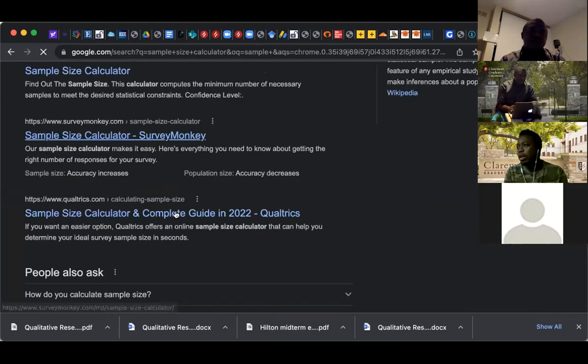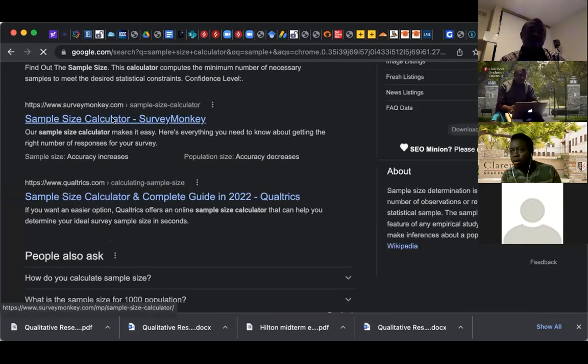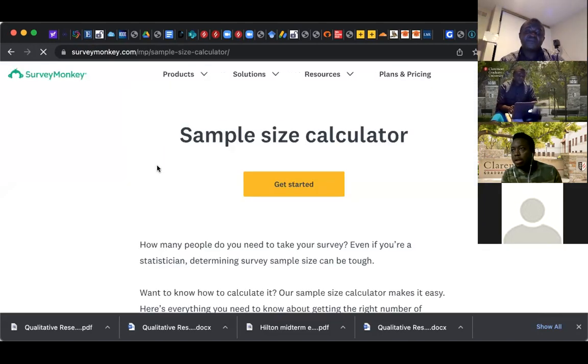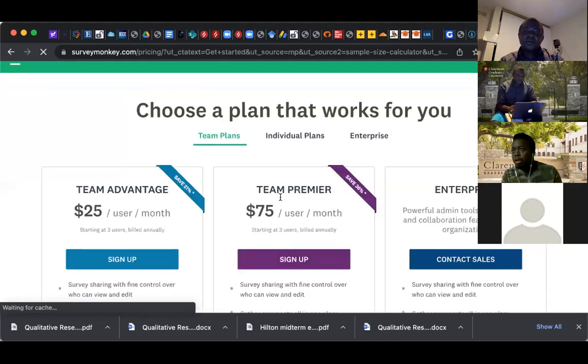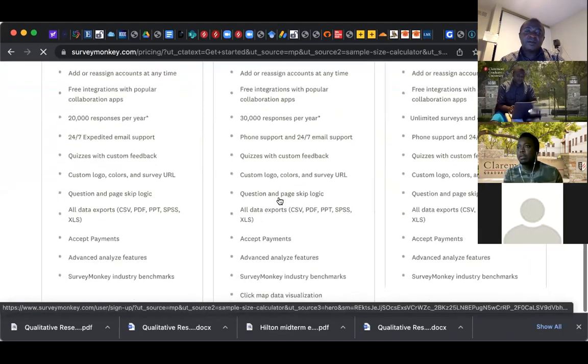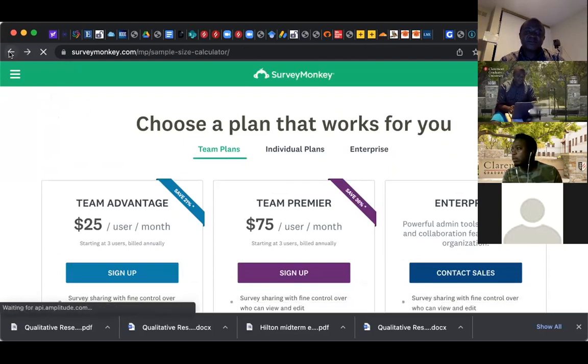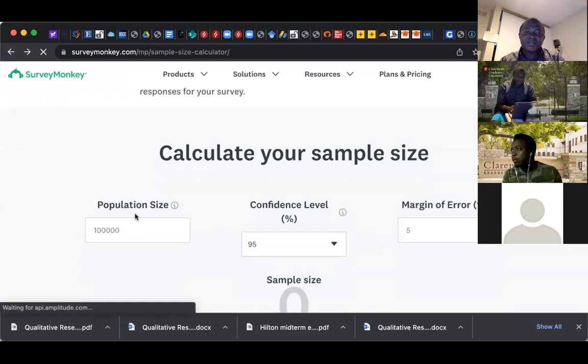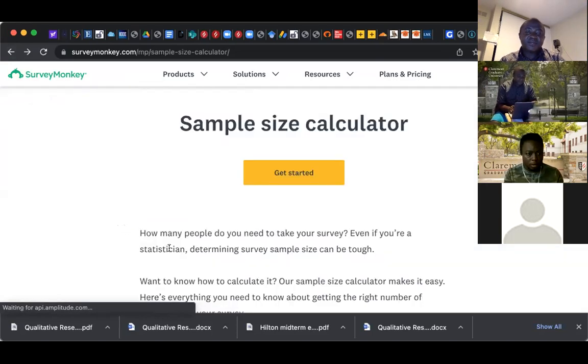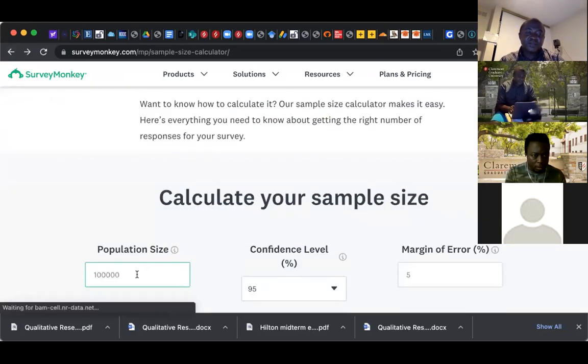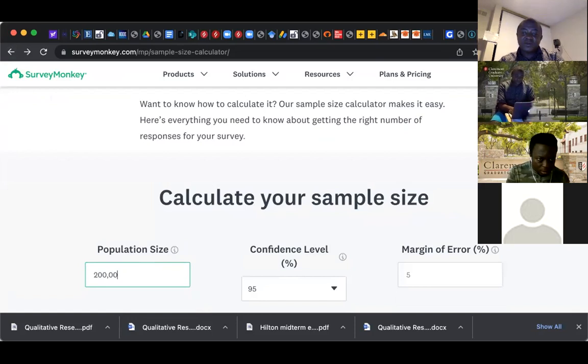So look at Survey Monkey sample size calculator. Survey Monkey. Get started. Sample size calculator. Okay, you look at it here. The population size. Let's say we have 200,000. Confidence level, margin of error.